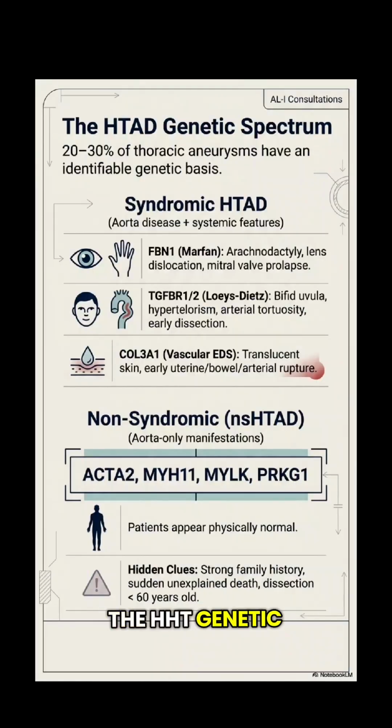The HTAD genetic spectrum: 20 to 30%, or a third, of aortic aneurysms have an identifiable genetic basis. This could be syndromic or non-syndromic. Syndromic has aortic disease with systemic features, such as Marfan syndrome, which has arachnodactyly, lens dislocation, and mitral valve prolapse, and has the FBN1 gene mutation, or Loeys-Dietz syndrome, which has a bifid uvula, hypertelorism, aortic tortuosity, and early dissection, associated with the TGFBR1 and 2 genes.